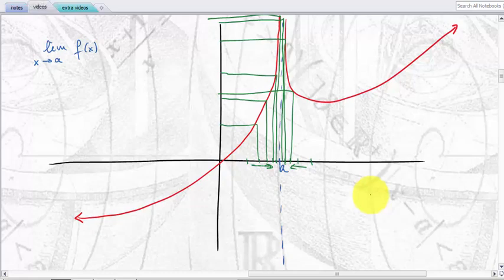The limit in this case is going to be positive infinity for both the left and the right. Okay, so I should say the limit of f of x as x approaches a from the left is positive infinity, and also from the right. Okay, it doesn't have to be positive infinity on both sides.